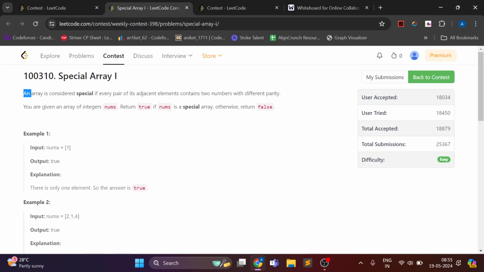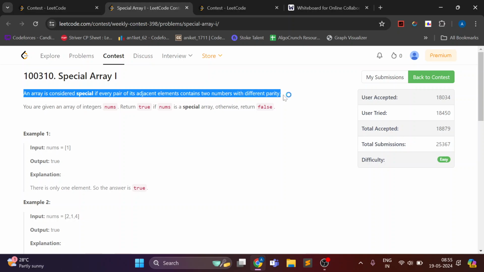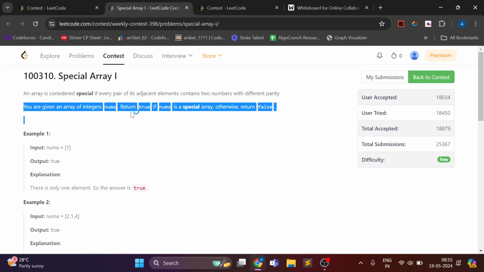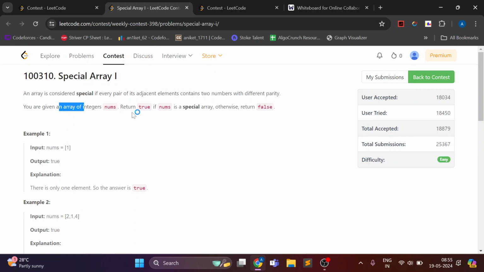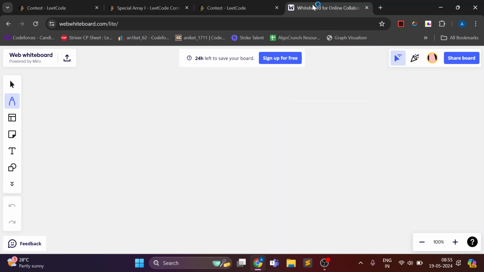So let's start with the first problem. An array is considered special if every pair of its adjacent elements contains two numbers with different parity, and we have to return true if the given array is special, and false if it is not. Now parity means just the mod of the number with 2.